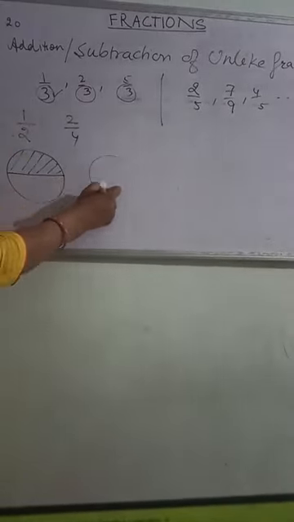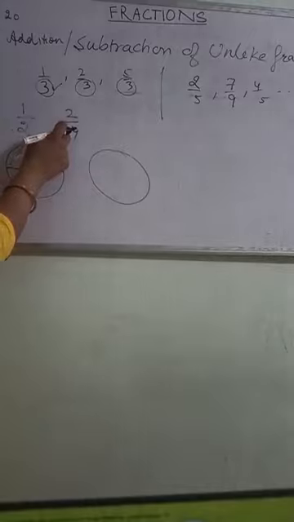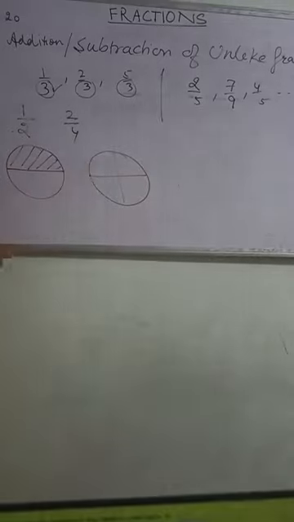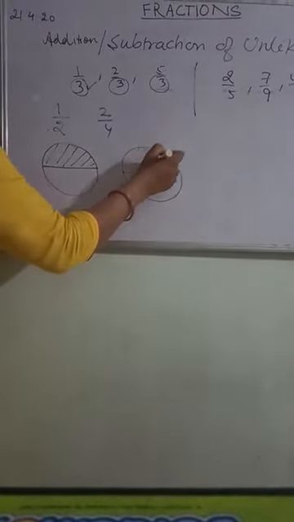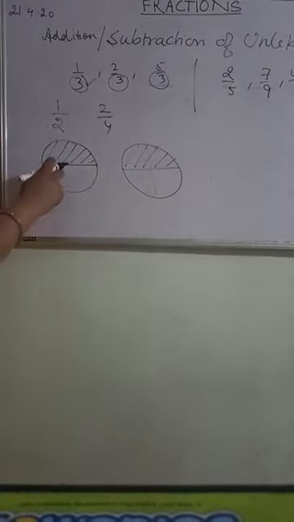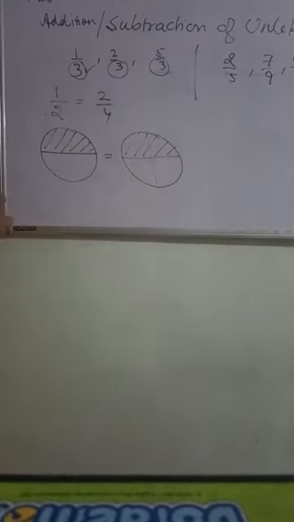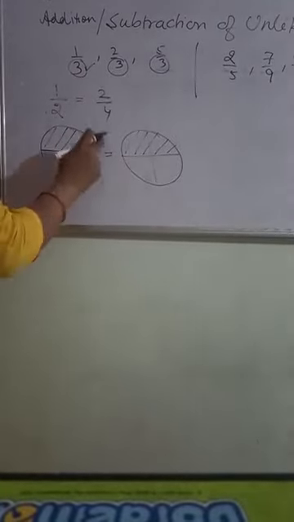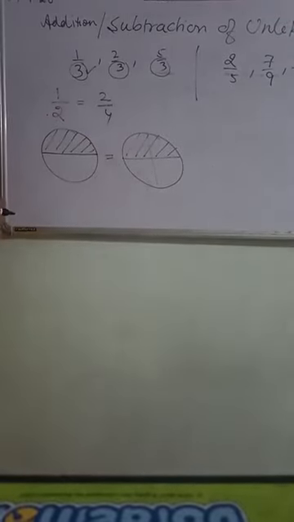In the second situation, I have taken this, and because the denominator is written 4, I will be dividing my chapati into 4 equal parts. And then from the 4 equal parts, I am taking 2 parts. Now here you can compare. Are these two fractions equal? Yes, these two fractions are equal. Right. Because 1 by 2 and 2 by 4, the part of the chapati is the same. Therefore, these two fractions are equal.